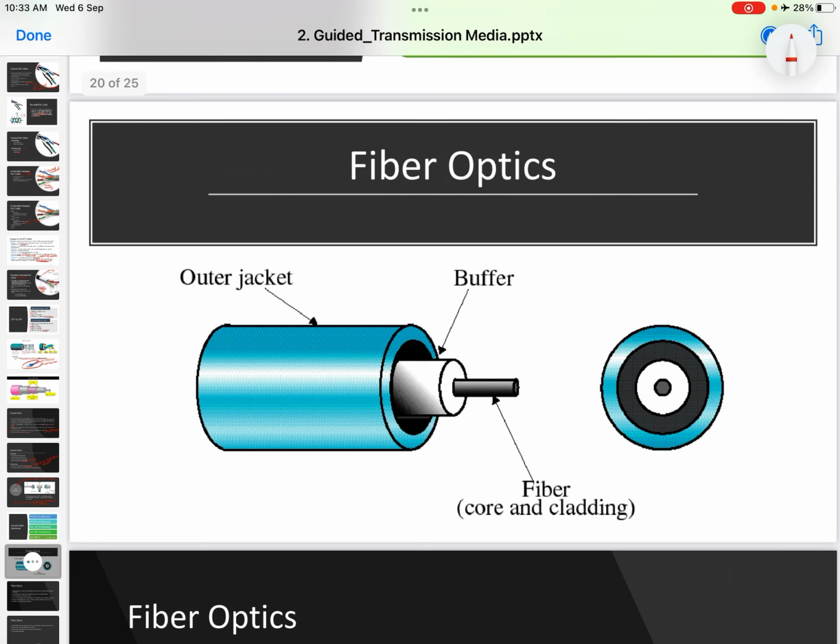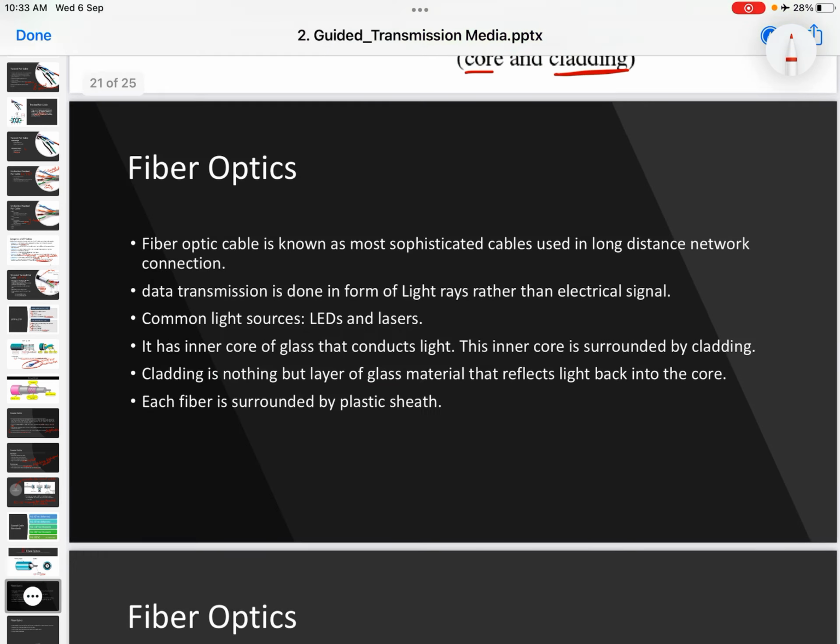The next type of guided transmission media, the third type, is fiber optics. Fiber has a core and a cladding. The densities of core and cladding are different. You have a buffer area and an outer jacket. Fiber optic cable is known as the most sophisticated cable used in long distance network connections. Data transmission is done in the form of light rays rather than electrical signals.